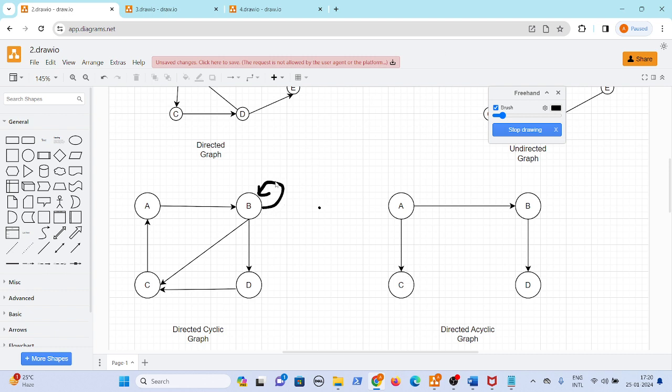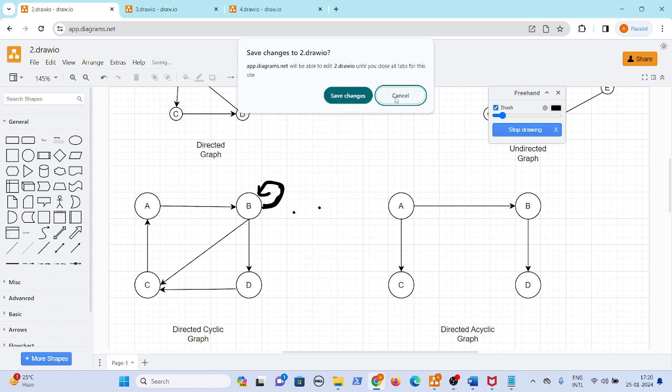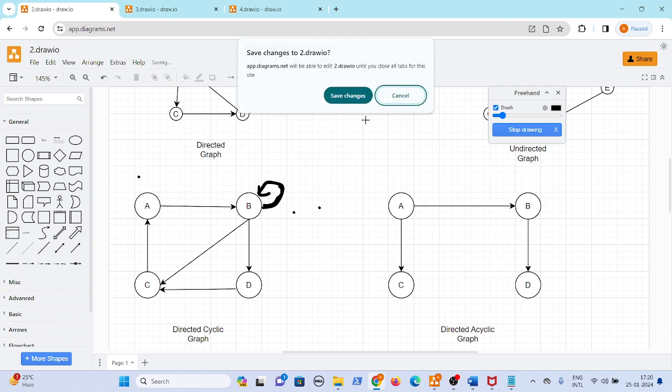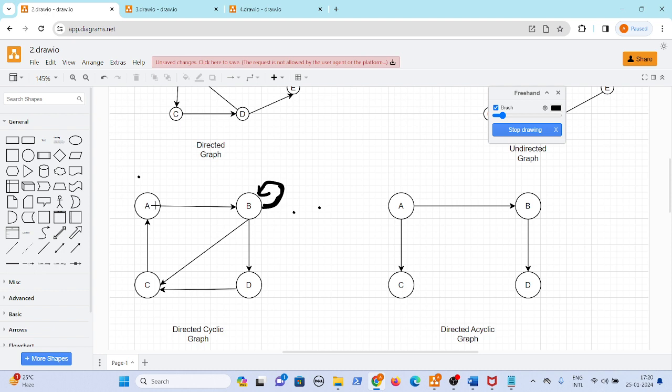Even self loops are also considered as a cycle. Self loop is nothing but you travel from B to B. This is called a self loop. So this is a cyclic graph because you have at least a single cycle. Cycle is nothing but you start from origin and you come back to origin again via some path. If there exists a path from A via which you can reach A again, then you call that a cycle.